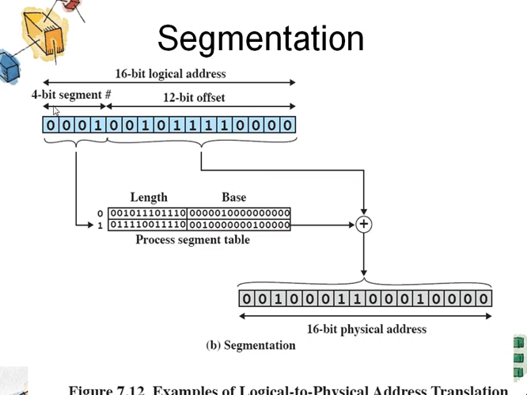So if we look at this logical address, the 4-bit segment number indicates segment number 1. We'll find the entry in the process segment table. We get its length and then the starting address, which we will combine with the 12-bit offset in order to form the 16-bit physical address in case of segmentation. Hope you have understood this concept.